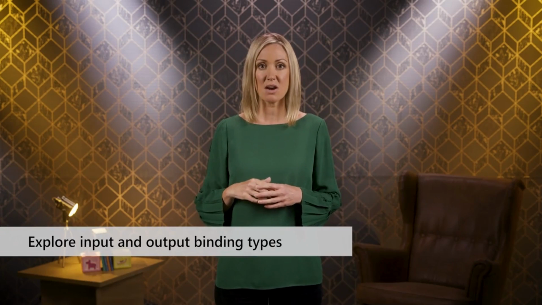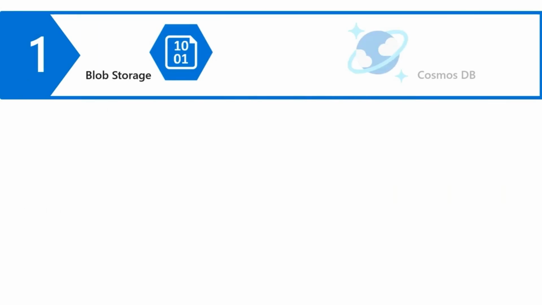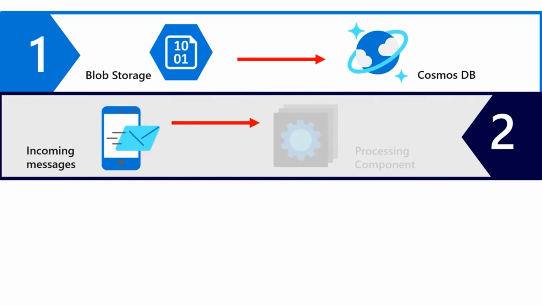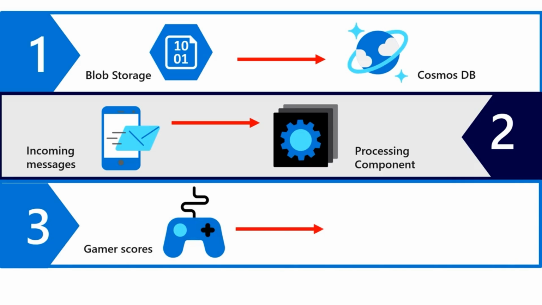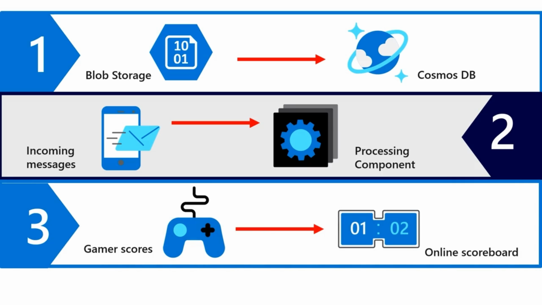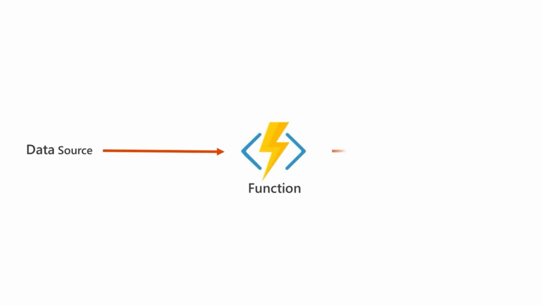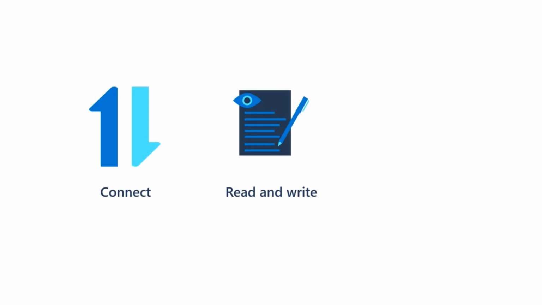Accessing and processing data are key tasks in many software solutions. Consider some of these scenarios. You've been asked to implement a way to move incoming data from Azure Blob Storage to Azure Cosmos DB. You want to post incoming messages to a queue for processing by another component in your enterprise. Your service needs to grab gamer scores from a queue and update an online scoreboard. All of these examples are about moving data. The data source and destinations differ from scenario to scenario, but the pattern is similar. You connect to a data source and you read and write data.